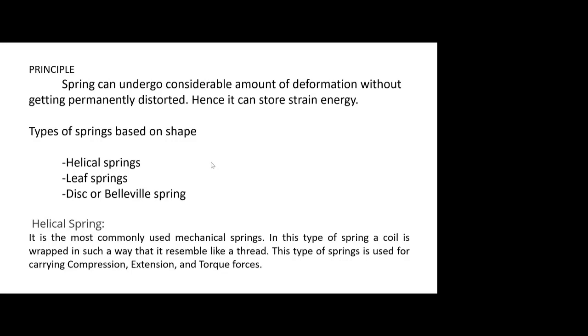The helical spring that we are using for the experiment is the most commonly used mechanical spring. In this type of spring, a coil is wrapped in such a way that it resembles a thread. That means it is wound round. If we wind it round a rod, it will look like a coil. This type of spring is used for carrying compression, extension, and also torque forces. Now we shall see an overview of different types of springs and their applications.